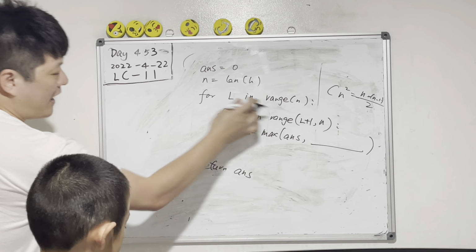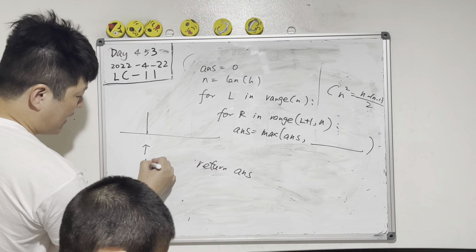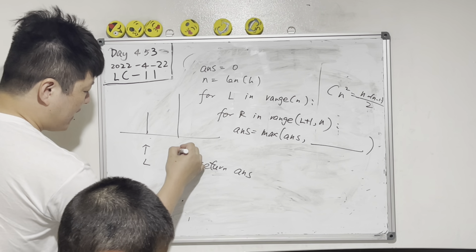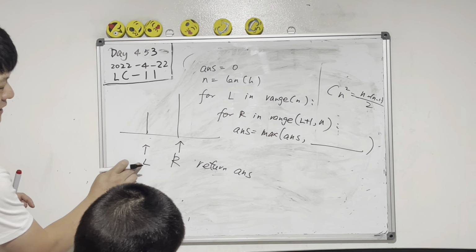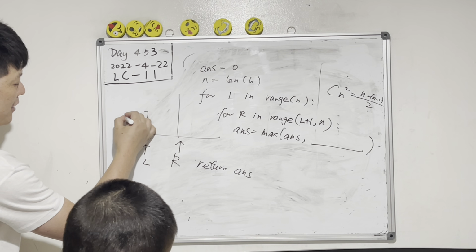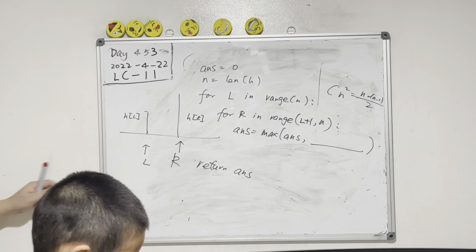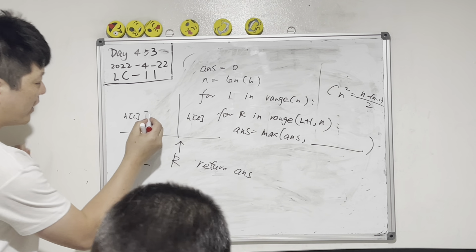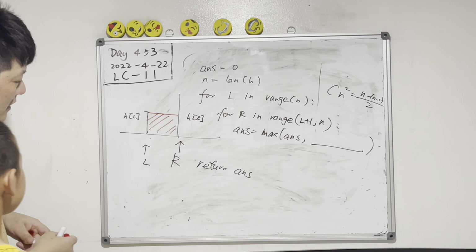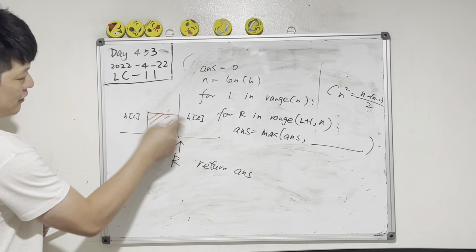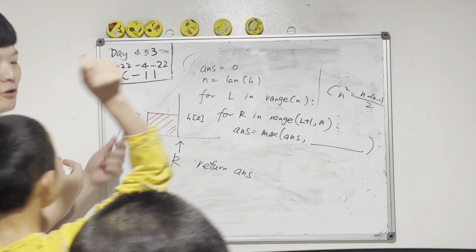So if I have L and R, if this is L and this is R, what's the volume? The height here is h of L, and the height of this one is h of R. You know the volume is a rectangle. How much is this bit? But you don't know which one is bigger. I'm just giving you an example.